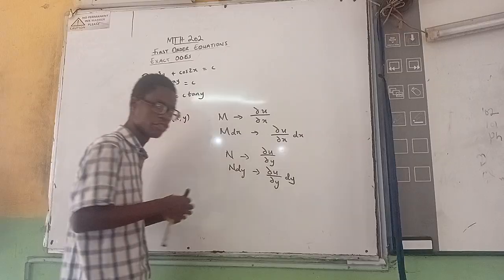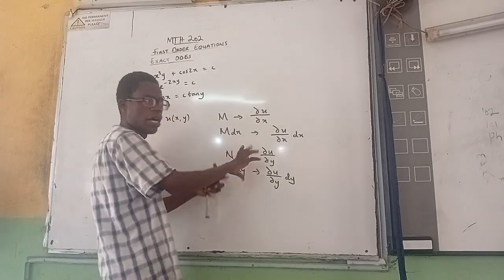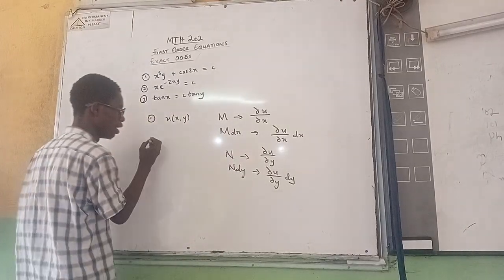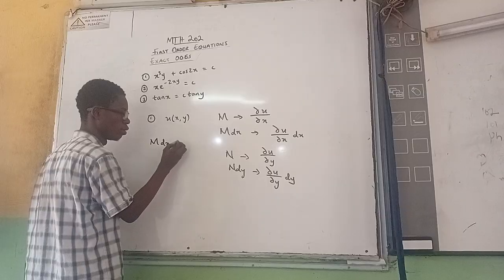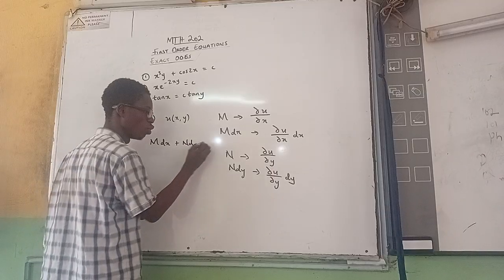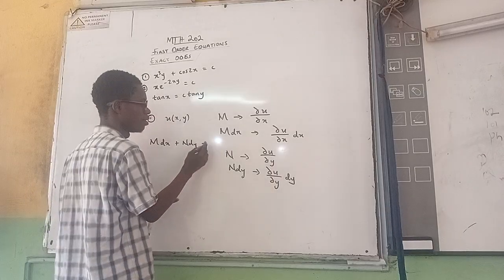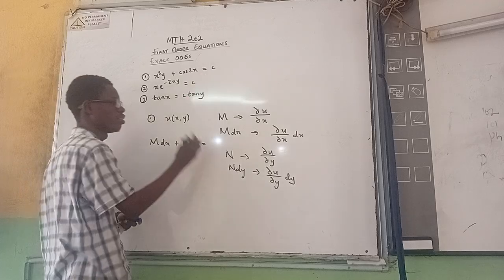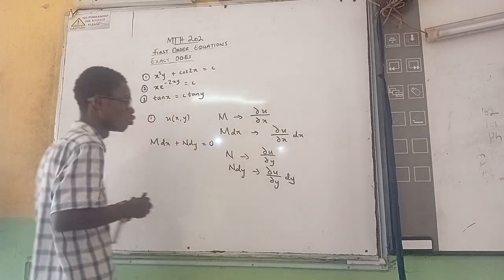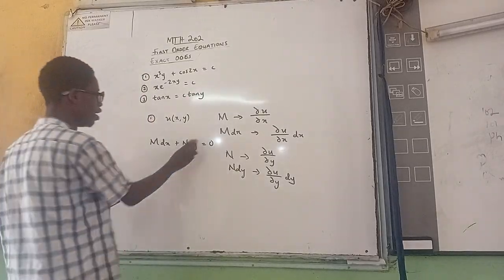This is called total differentiation. You differentiate both of them, then you add them together, and we get M dx plus N dy equals the differential of whatever is on the right. When you differentiate the constant, we get 0. So how do we go about this? Let's try the first one.